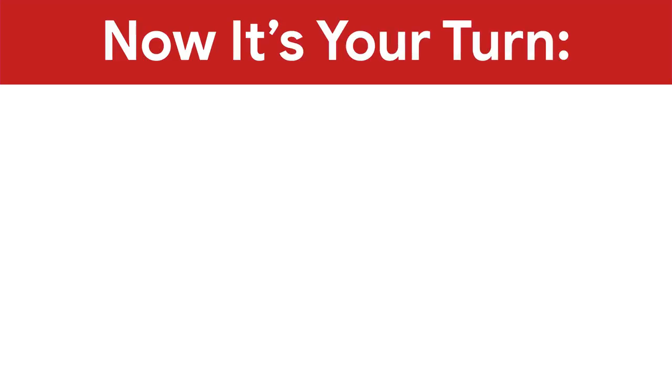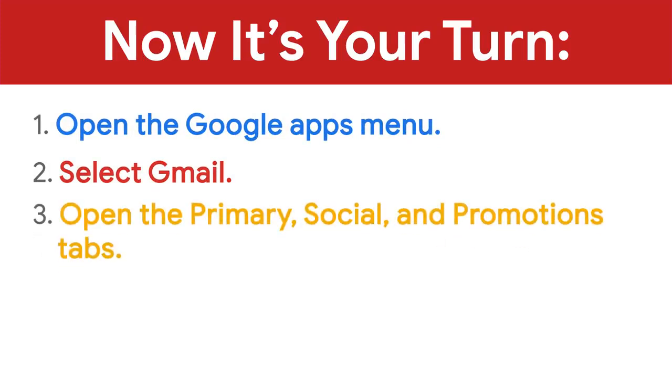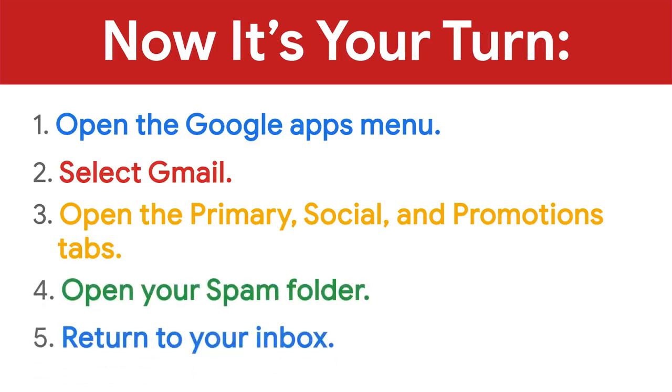Now it's your turn. Open the Google Apps menu. Select Gmail. Open the Primary, Social, and Promotions tab. Open your spam folder and return to your inbox. Then click Next to watch the next video.